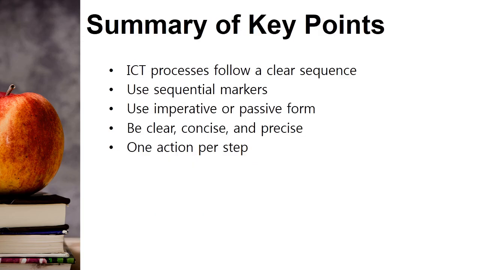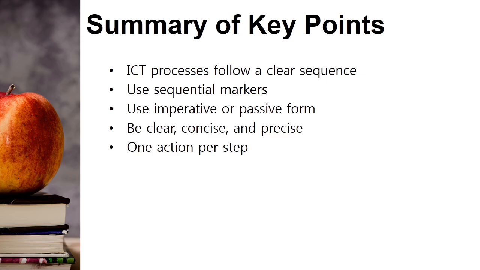You can read the following by your own, and let's summarize what has been mentioned in this session. Remember that ICT processes follow a clear sequence, that is to say, they need to be in a specific order. To mention this order correctly, you can use sequence markers like first, then, next, after that, and finally, or first, second, third, until you get to the final action.